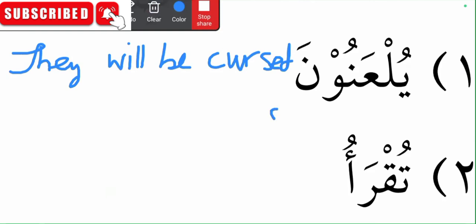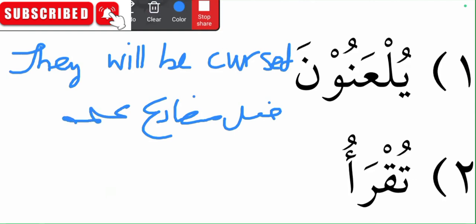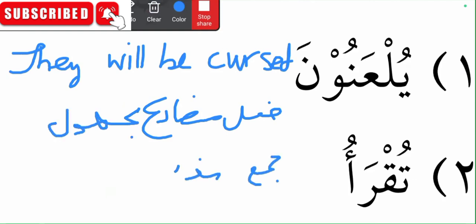Fail muzare. हाँ, मुजारे. कौन सा मुजारे? Majhul. Fail, मुजारे, मजहूल. It's plural, so it's jama, jama muzakkar, gaib. गायब. जमा मुज़क्कर गायब. सीगा नंबर 3. युलअनु, युलअनाने, युलअनूना. Right? Yeah.